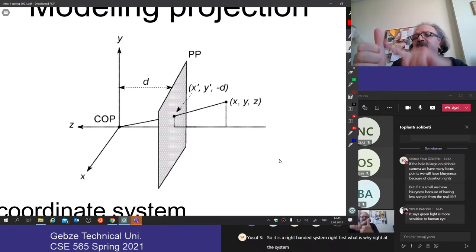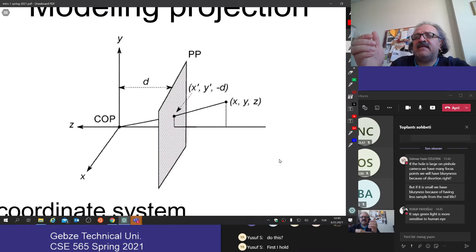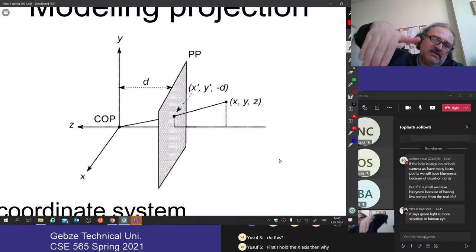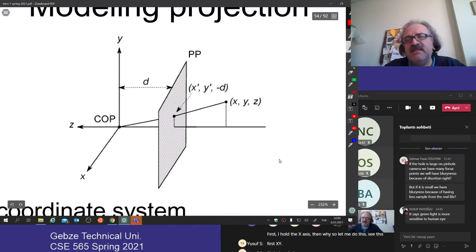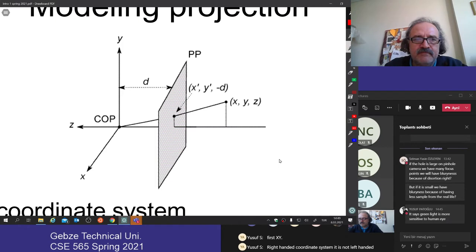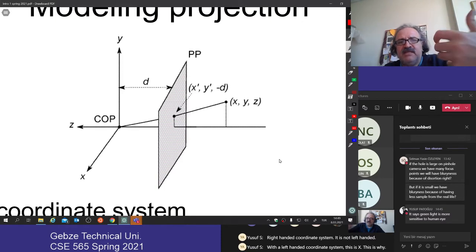If this is my X, if Z direction, if I do this, first I hold the X axis, then Y. So let me do this. See, it is first X, then Y. Right-handed coordinate system. It is not left-handed. With the left-handed coordinate system, this is X, this is Y. Okay, in this case, I am doing this.